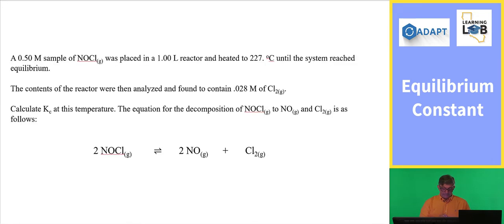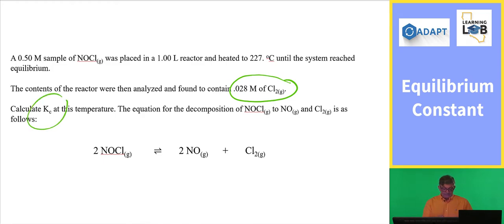What we have here is 0.5 molar of nitrosyl chloride placed in a 1 liter reaction flask and heated to 227, and the system reaches equilibrium. The contents of the reactor were analyzed and found at chemical equilibrium we have 0.028 molar of chlorine. We're asked to calculate the equilibrium constant at this temperature.